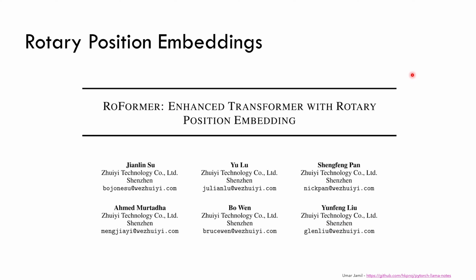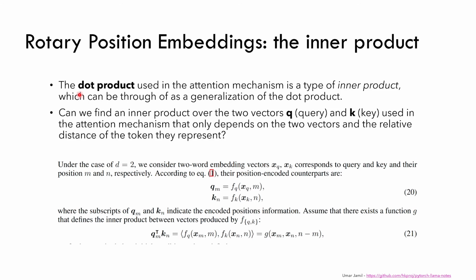With rotary positional embeddings, we do a similar job, and they were introduced with this paper, RoFormer, and they are from a Chinese company. The dot product used in the attention mechanism is a type of inner product. If you remember from linear algebra, the dot product is a kind of operation that has some properties, and these are the properties that every inner product must have. So the inner product can be thought of as a generalization of the dot product.